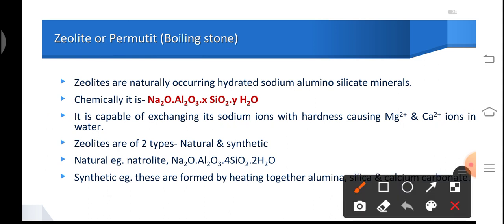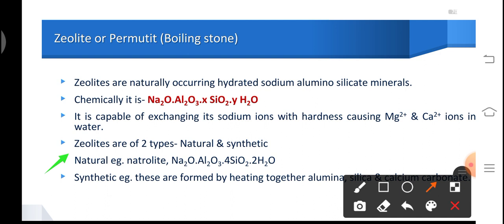Zeolites are of two types, natural and synthetic. If we talk about natural zeolites, they are non-porous. They are amorphous in nature and are durable. For example, natrolite. The chemical formula of natrolite is Na2O·Al2O3·4SiO2·2H2O. So here you can see X is fixed to 4 and Y is fixed to 2.